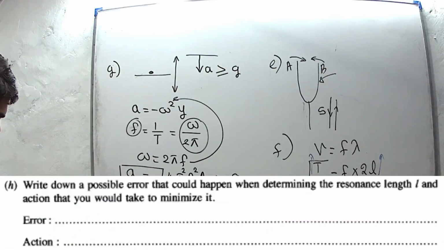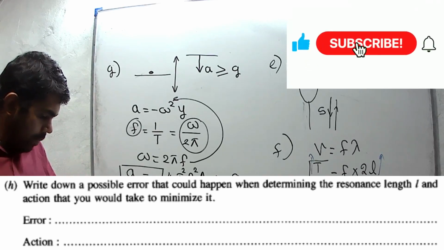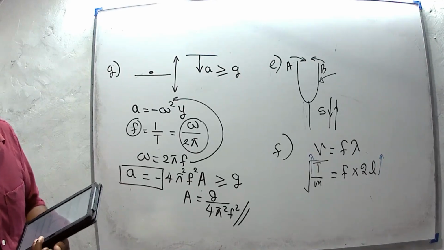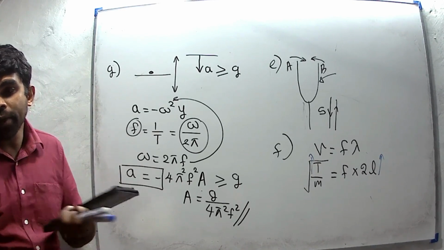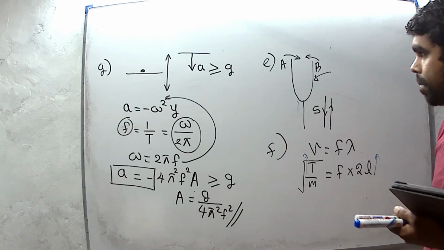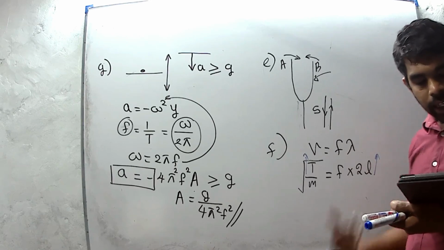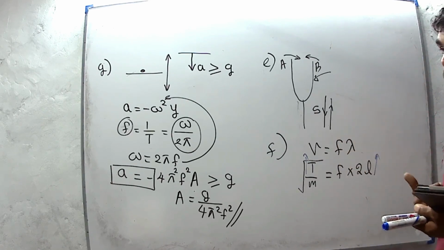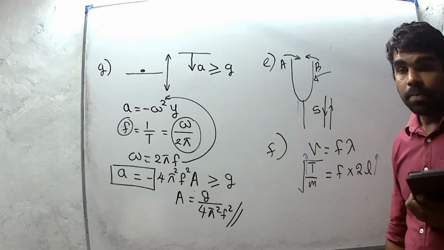Then part H, write down a possible error that could happen when determining the resonance length L n, and an action that you would take to minimize it. We can consider the error. The error is the paper rider jumps off within a range of length of the wire. We can't identify clearly the jump off length. Then action to minimize the error: we have to repeat the experiment again and we can get some readings. Repeat the measurement for resonance length.